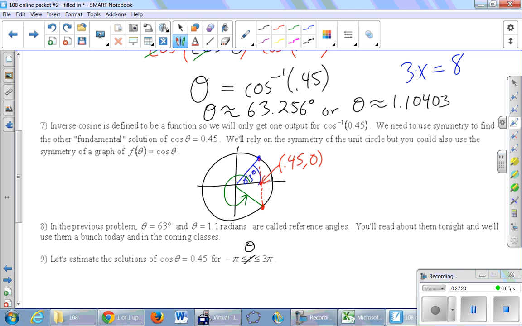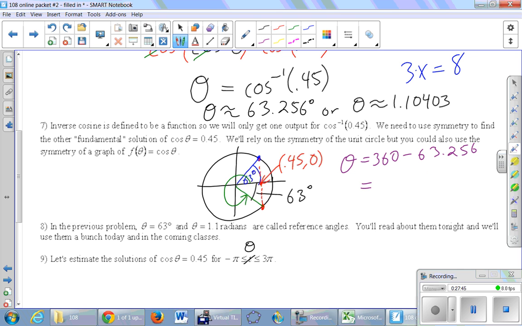And we can use symmetry. And we can know definitively that this little tiny angle in here has got to be the same 63 degrees and change that the other one is. Negative 63 if you want to call it that. And then we'll just use symmetry and say, okay, then the other angle that I wanted was really 360 minus the 63.256.